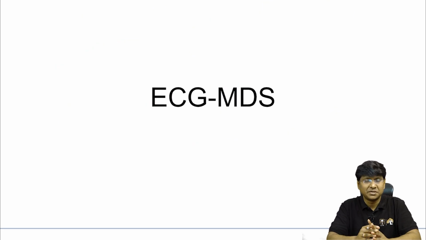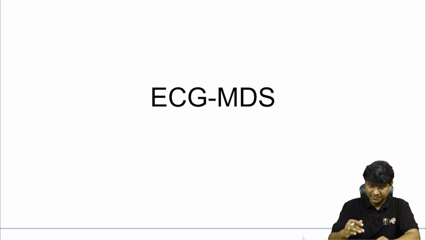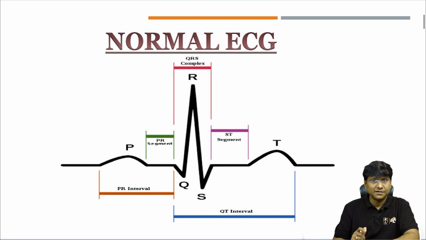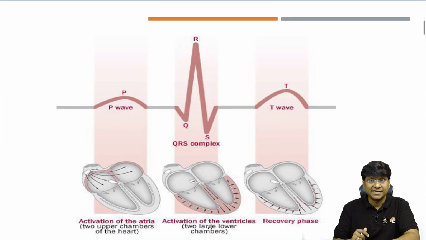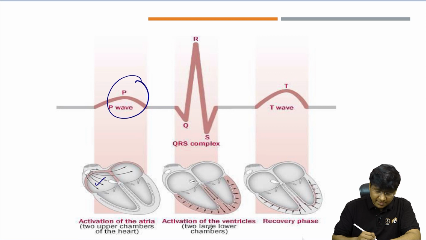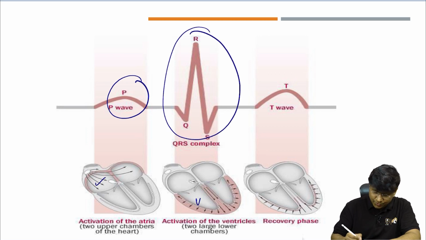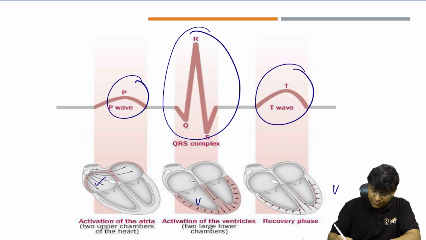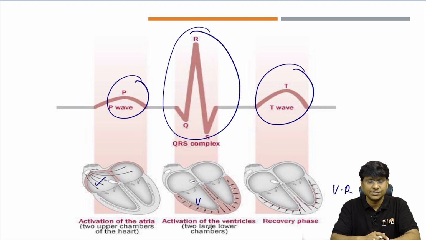So let me just do a quick revision of the ECG. First and foremost, you need to be aware of the normal ECG waves, that is P, Q, R, S, T. And you also have an additional wave, that is the U wave. The P wave is due to the atrial depolarization, whereas the QRS complex is due to the ventricular depolarization, and the T wave is due to the ventricular repolarization.